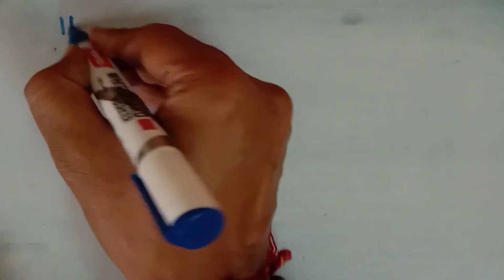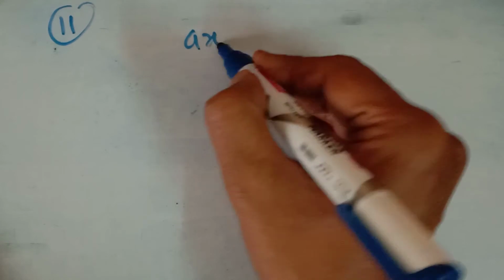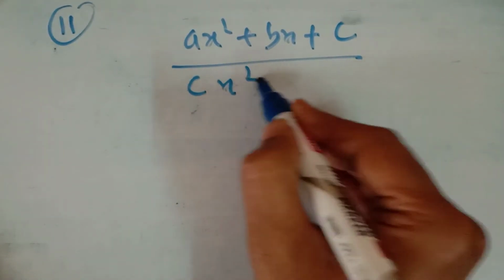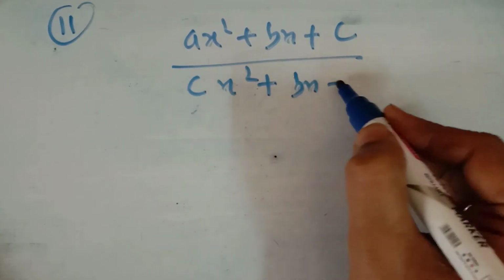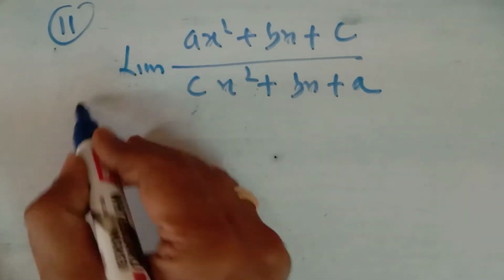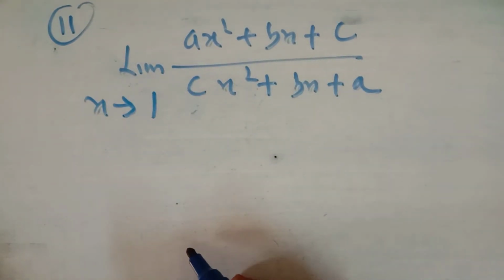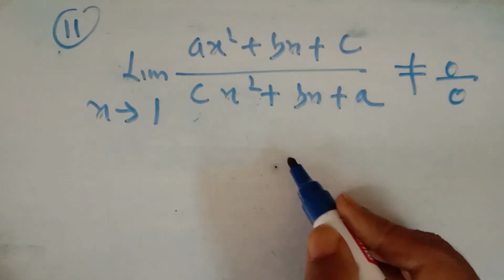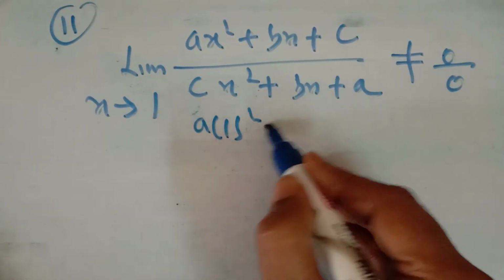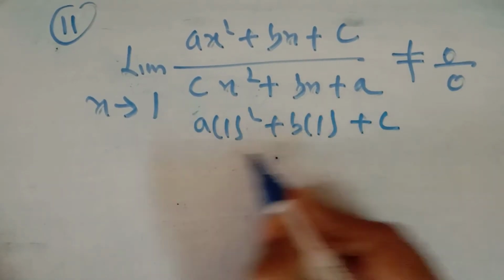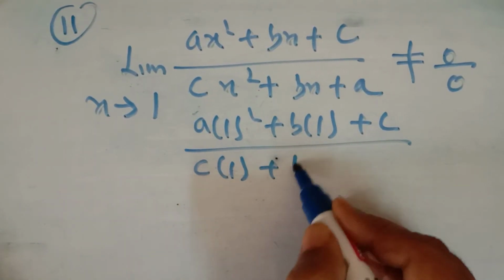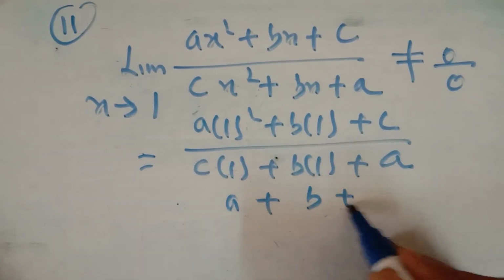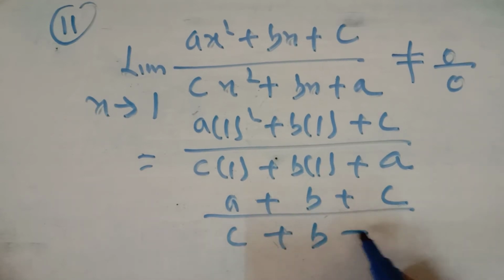Now in question number 11 we have ax square plus bx plus c upon cx square plus bx plus a. Limit we have x tends to 1. Now when you're putting this x equal to 1 in the numerator and denominator, you're not getting 0 upon 0 form. तो जहां पर आपका 0 upon 0 फॉर्म नहीं आ रहा है तो you can put the value of the x here. So it is coming out to be a plus b plus c upon c plus b plus a.